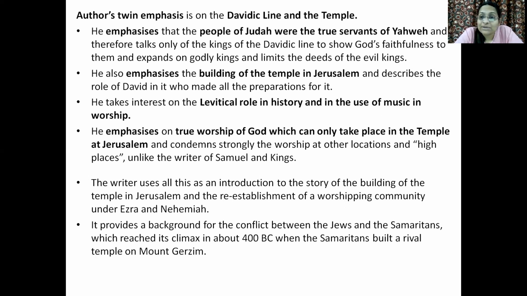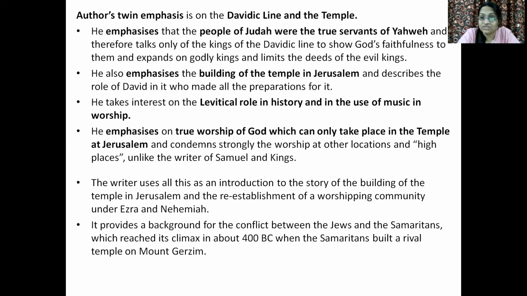Okay, and the reestablishment of worship community under Ezra and Nehemiah. Once again, when the temple was made, there was a renewal of the worship, a re-establishment of the worshiping community under Ezra and Nehemiah. So it provides a background also. It gives us a background as to why there was a conflict between the Jews and the Samaritans.